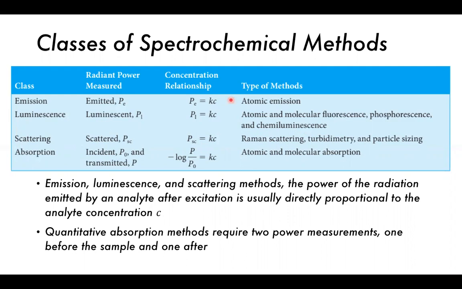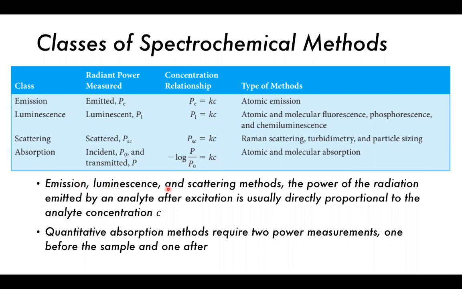And here are their concentration relationships. What you should notice is that in the first 3, emission, luminescence, and scattering, the radiant power is proportional to the concentration by some constant K, which is system dependent, but it is more or less proportional. However, with absorption, it is no longer directly proportional. And so we require 2 measurements here. We require one before and one after the sample.